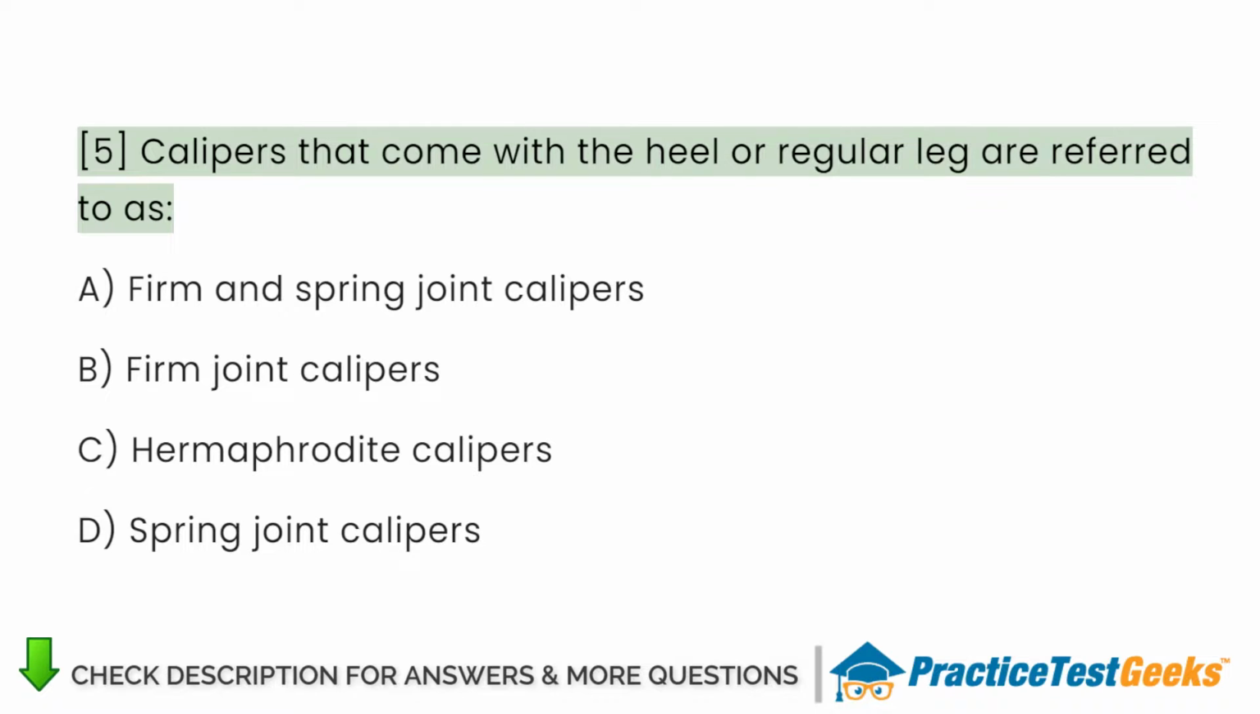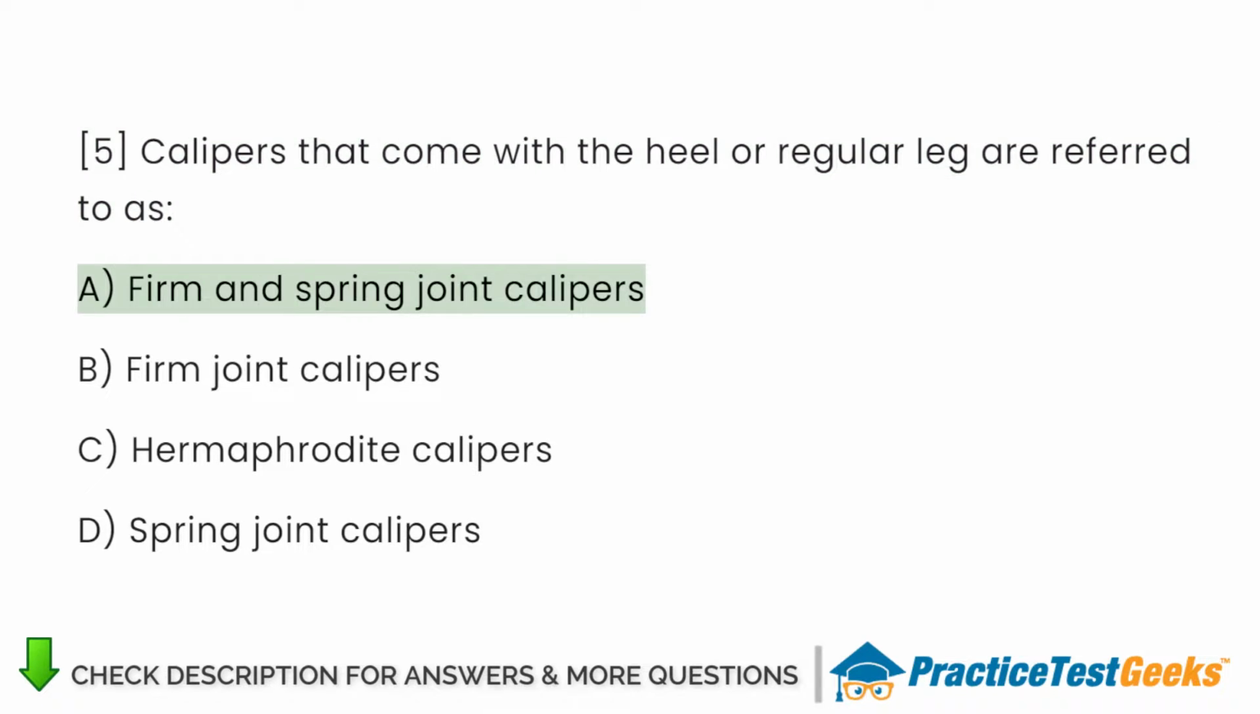Calipers that come with the heel or regular leg are referred to as A. Firm and spring joint calipers. B. Firm joint calipers. C. Hermaphrodite calipers. D. Spring joint calipers.